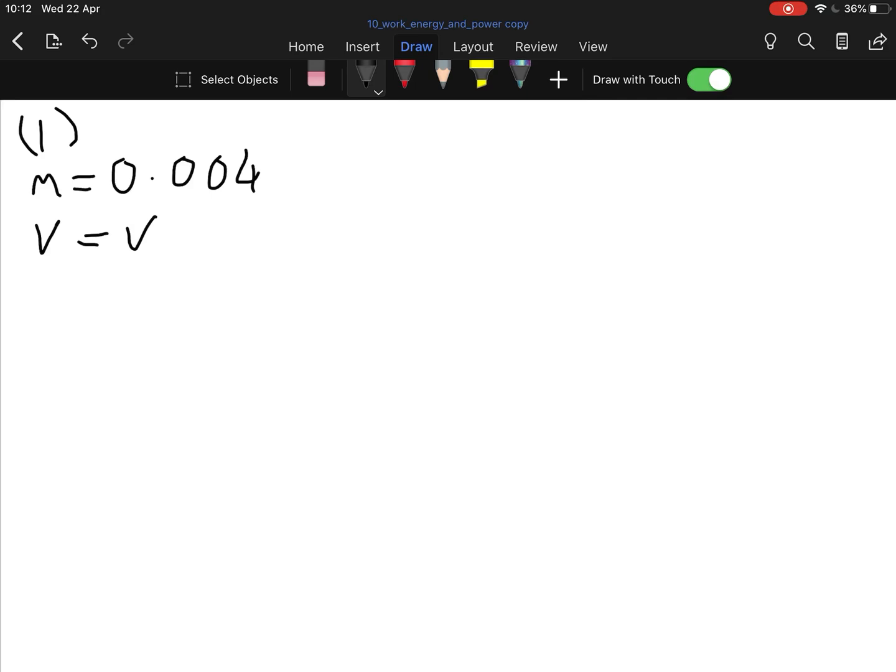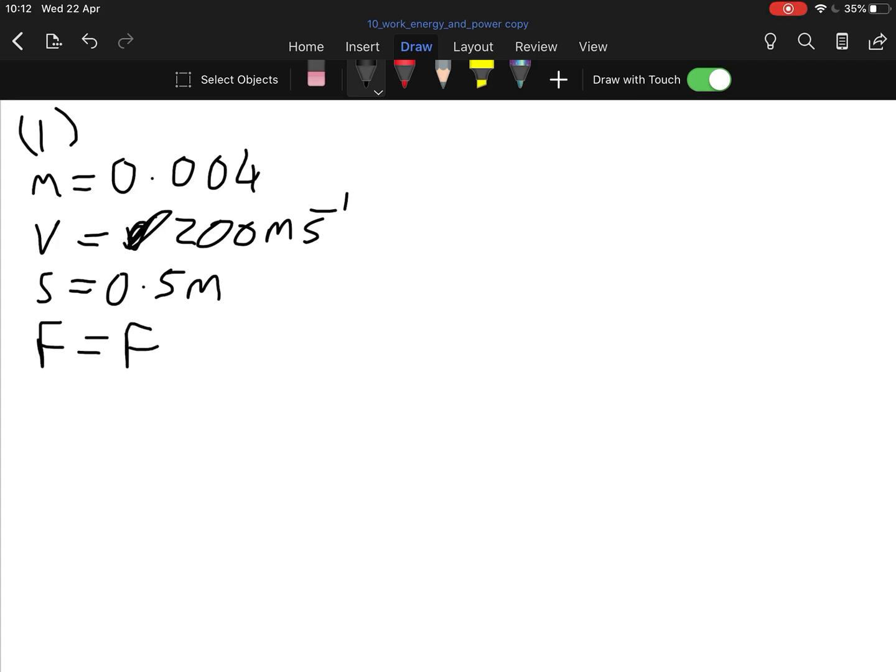Velocity, we don't know. It penetrates 0.5 meters into a block of wood, so my displacement is 0.5 meters. Oh no, the velocity we do know, sorry. The velocity was 200 meters per second, apologies. I thought I was looking at part 2 there. Find the force, so we're trying to find F.